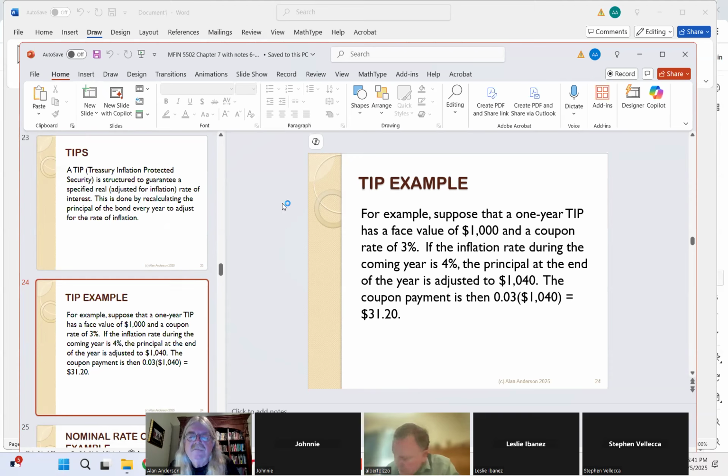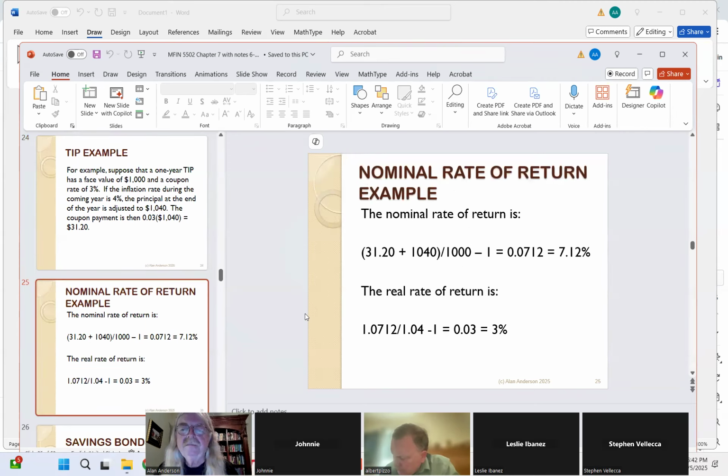So here's an example. You've got a coupon rate of 3%, but inflation is 4%. So in order to make sure that you get the right real rate of return, the principal is adjusted to 1040, then the coupon is 31.20. So if you take 31.20 and divide by 1 plus the inflation rate, it brings us back to $30. So it guarantees that you're still getting, no matter what happens to the inflation rate, a 3% real rate of return.